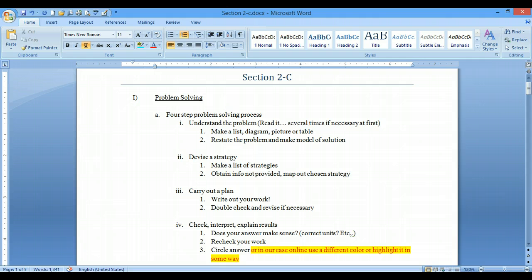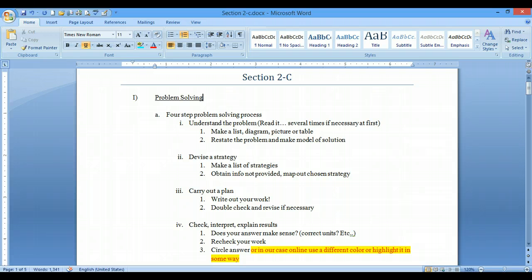The first step is understand the problem. Read it, and read it several times if necessary. Those of you who are auditory learners, go ahead and read it out loud to yourself. It'll help, even if your roommates or people around you think that you're silly. Maybe even mouth the words.